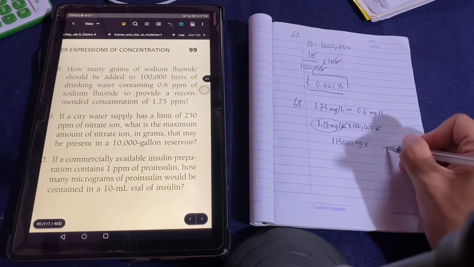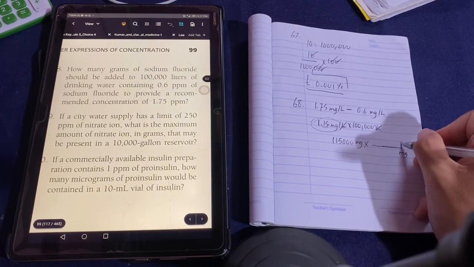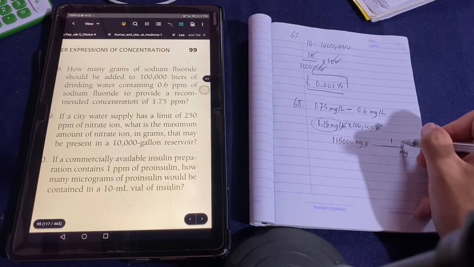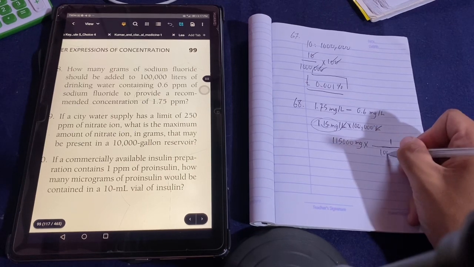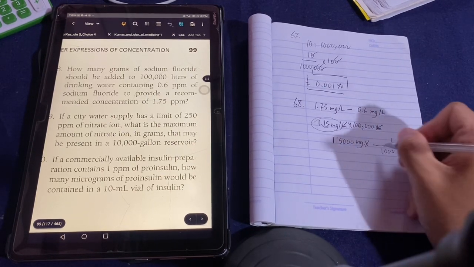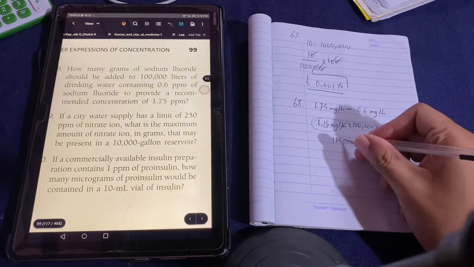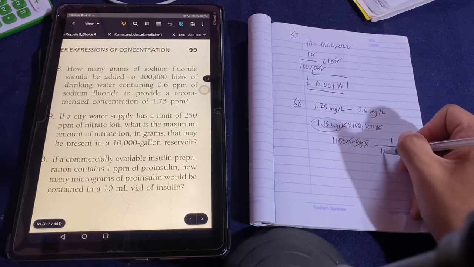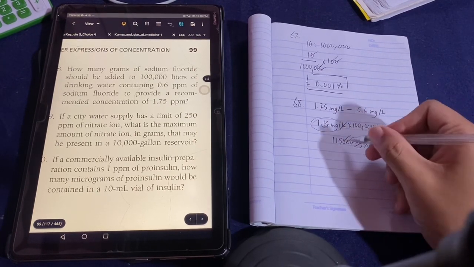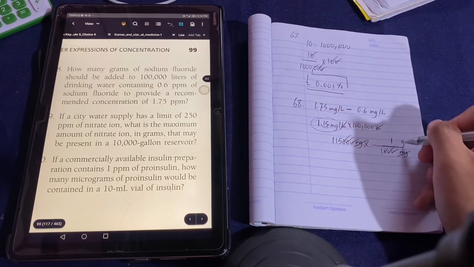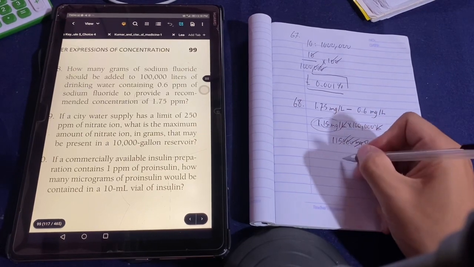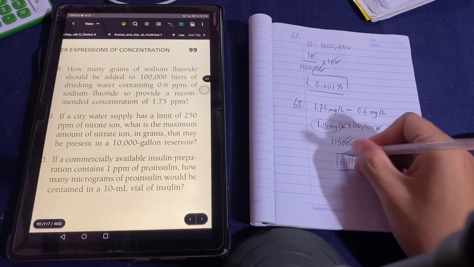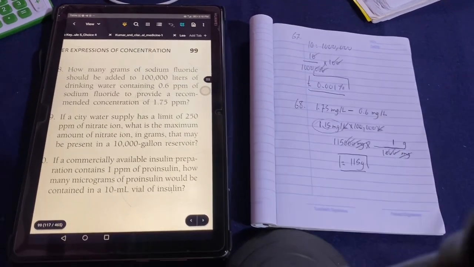In order to do that, milligram goes in the denominator and gram goes in the numerator, since grams is the bigger unit. So here is 1, and how many milligrams are inside 1 gram is 1,000. So this will be cancelled out with this. Then the zeros cancel out, zero with zero, zero with zero, zero with zero. So what is left is 115, and the unit is gram. So it will be 115 grams. Then that's the answer for 68.